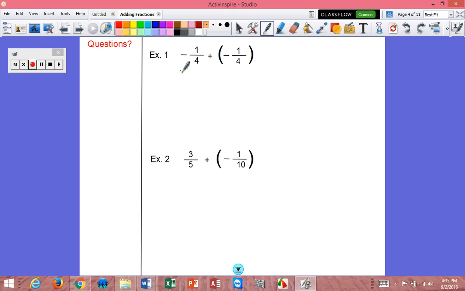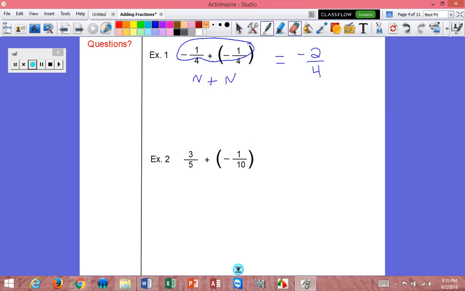Alright, example 1, we have negative 1/4 plus negative 1/4. Now, we already have common denominators, so we don't have to actually change anything here. So, I know that in the answer, the denominator will be 4. Now what I'm going to do is just focus on what's in the numerator. I have a negative 1 plus a negative 1. So I have a negative plus a negative, which means I'm just going to combine the negatives and see how many total negatives we have. So negative 1 plus negative 1 would be negative 2.